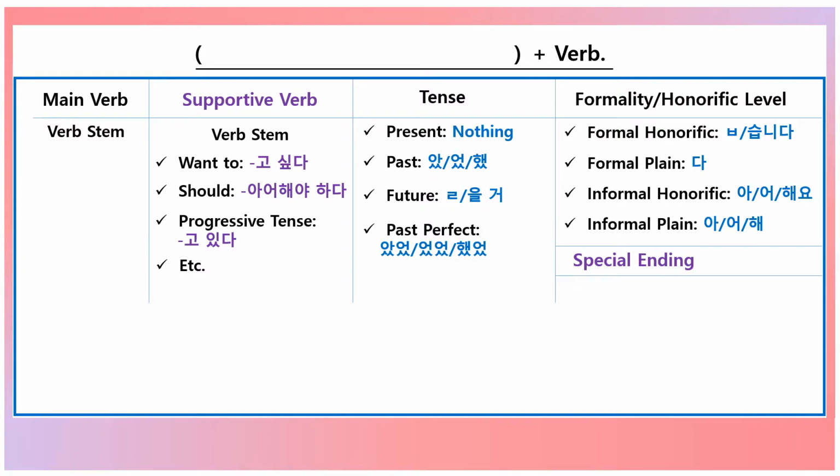And the last thing that can be added is the special endings. You may hear some other endings like 지, 잖아, 거든, 네, 구나, 는데, something like that. There are some special endings with special functions each.